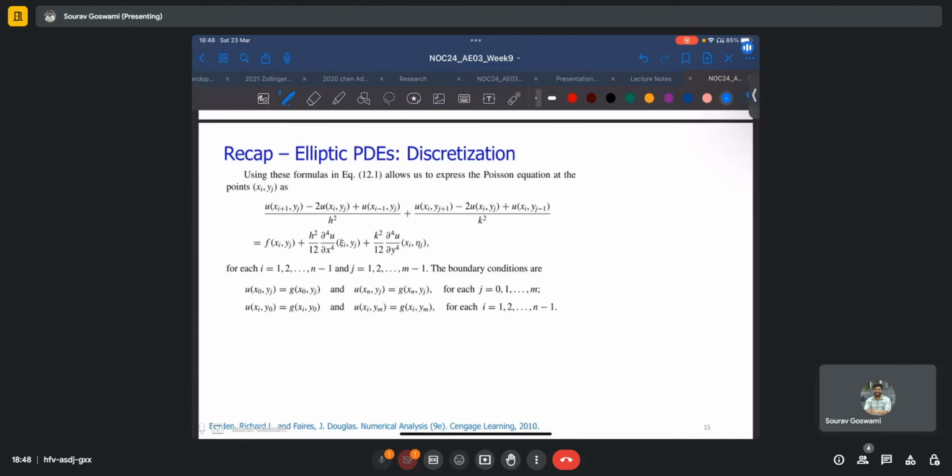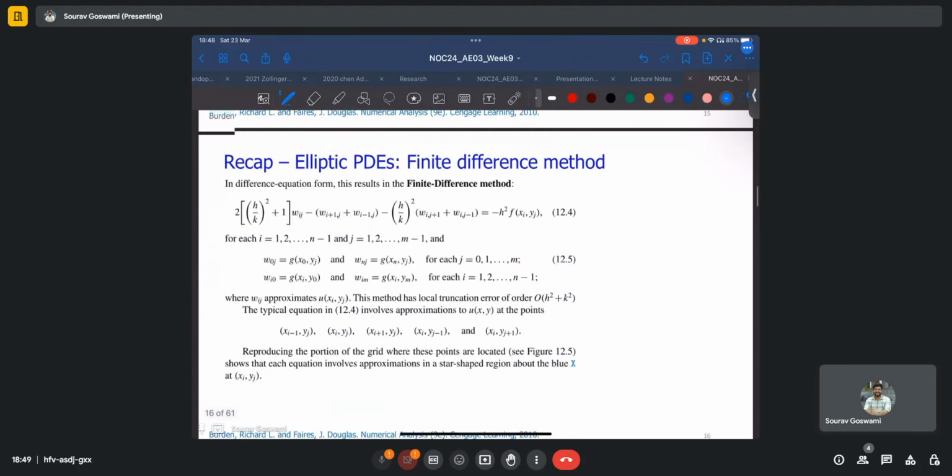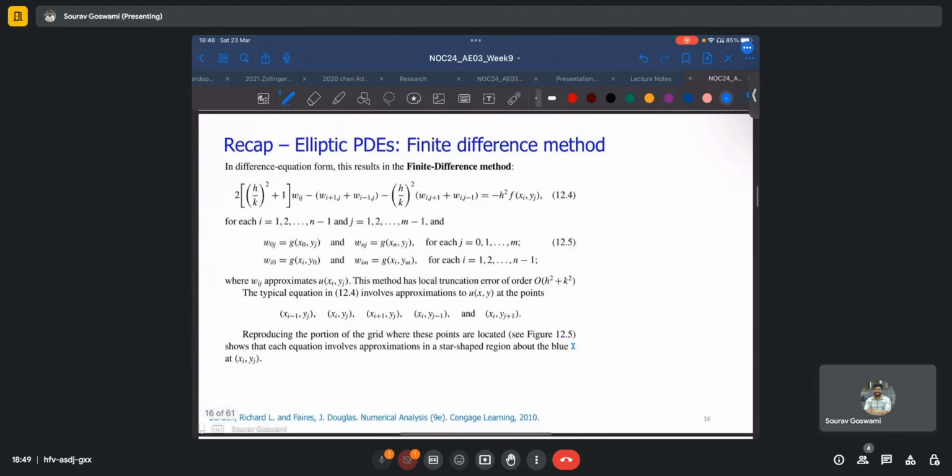This will help us express the Poisson equation in the difference form with some error, which is of order h square, and the boundary conditions can also be expressed similarly, such as u at x0, yj can be equal to some given function g of x0, yj. Similarly for the other ends at y0, ym, and at xn. And utilizing the method of finite differences, this can be expressed as shown here.